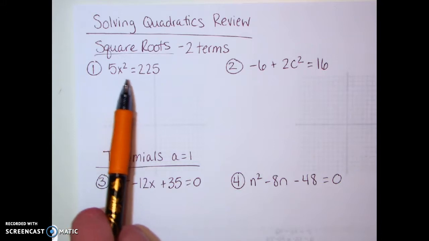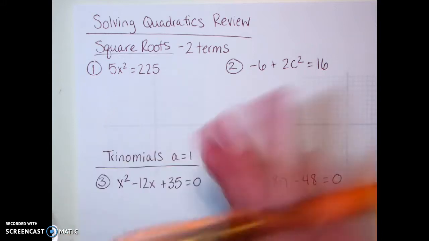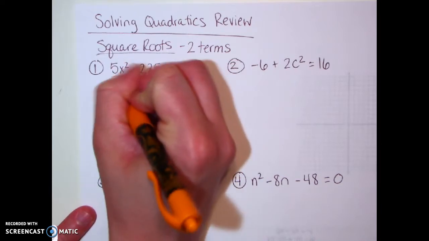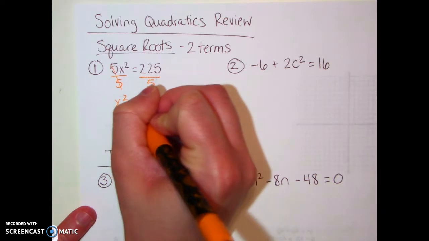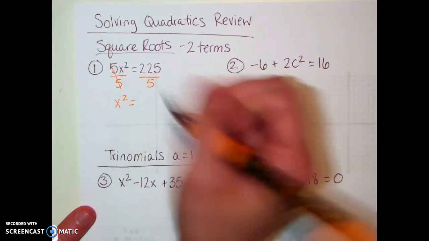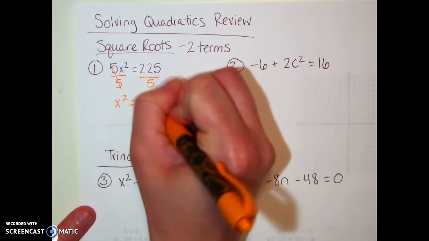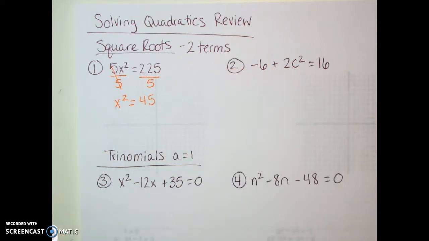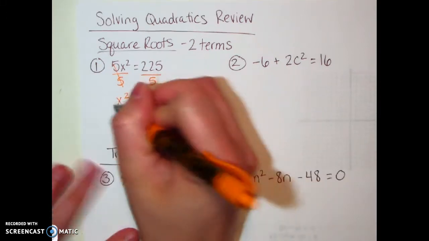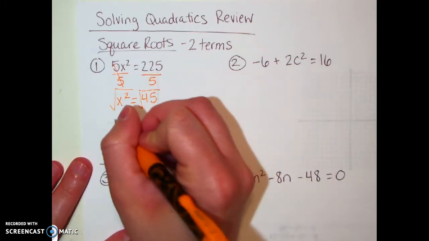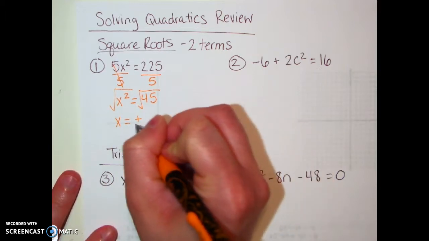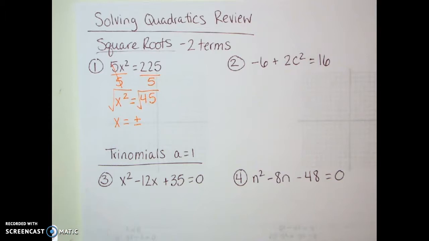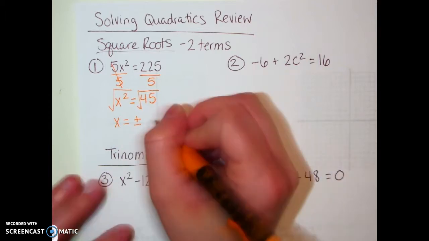To do square roots, you need to get the variable by itself. So I'm going to divide both sides by 5. And 225 divided by 5 is 45. Okay, now that I have the variable by itself, I can square root both sides. So square root here, that gets me x equals, now remember when you do the square root, you have to have plus or minus, and the square root of 45 comes out to be about 6.71.